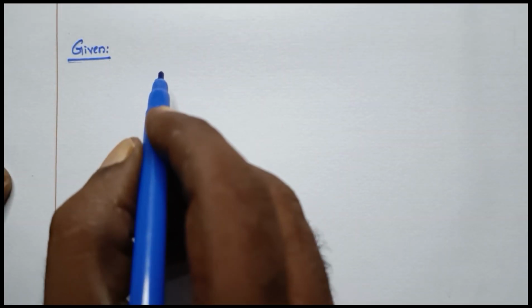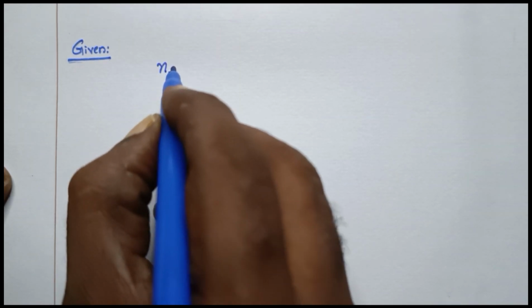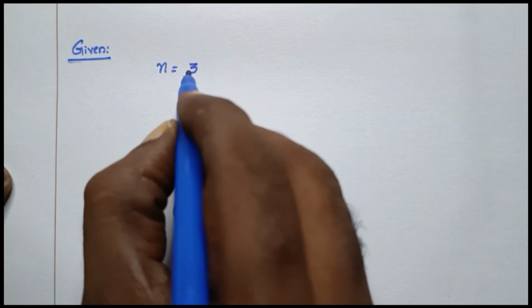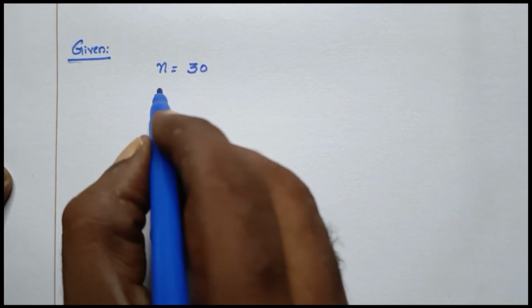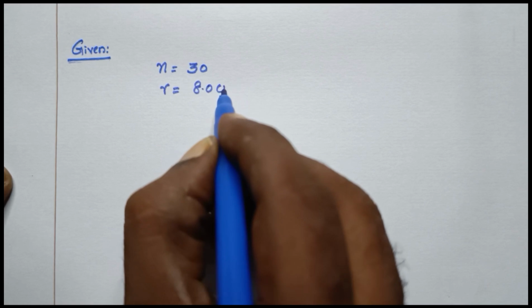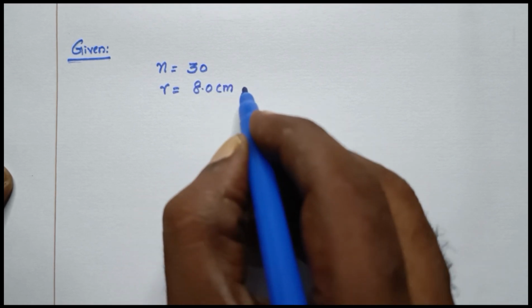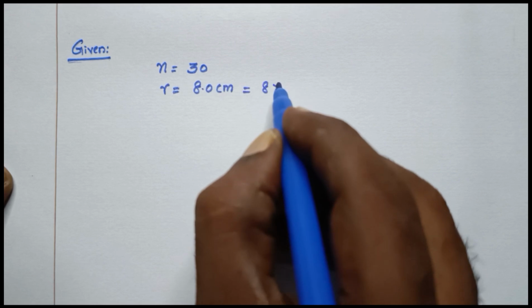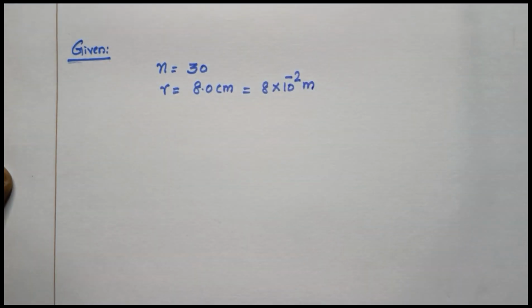Now let us write what are the data given in this problem. Number of turns is given, n is equal to 30. Radius of the circular coil is given, r is equal to 8.0 centimeter. This has to be converted to SI unit meter. This is equal to 8 into 10 to the power minus 2 meter.